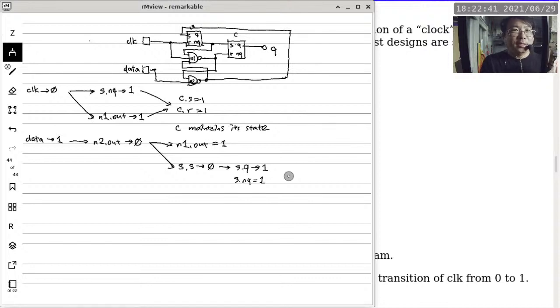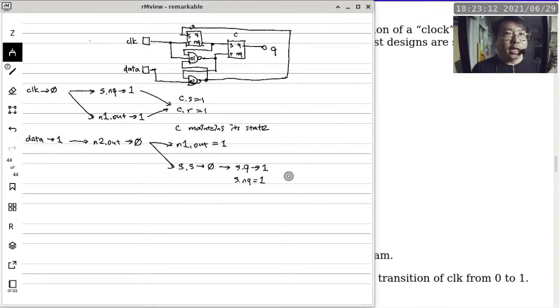Okay, but you brought up a very good point that C could be oscillating if N1.out was a 0 initially, and then S.NQ was also a 0 initially, and then by changing CLK, the clock pin, to a 0, it's going to cause both S and R of the SR latch to become ones at the same time, and that can potentially trigger the SR latch to oscillate.